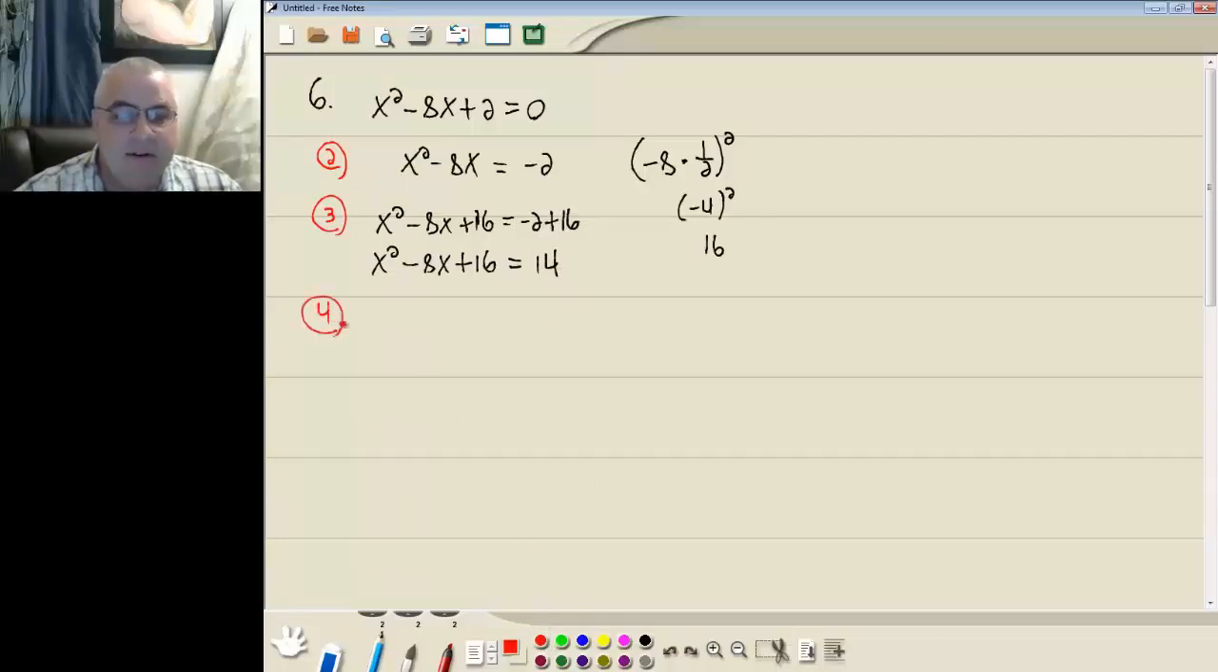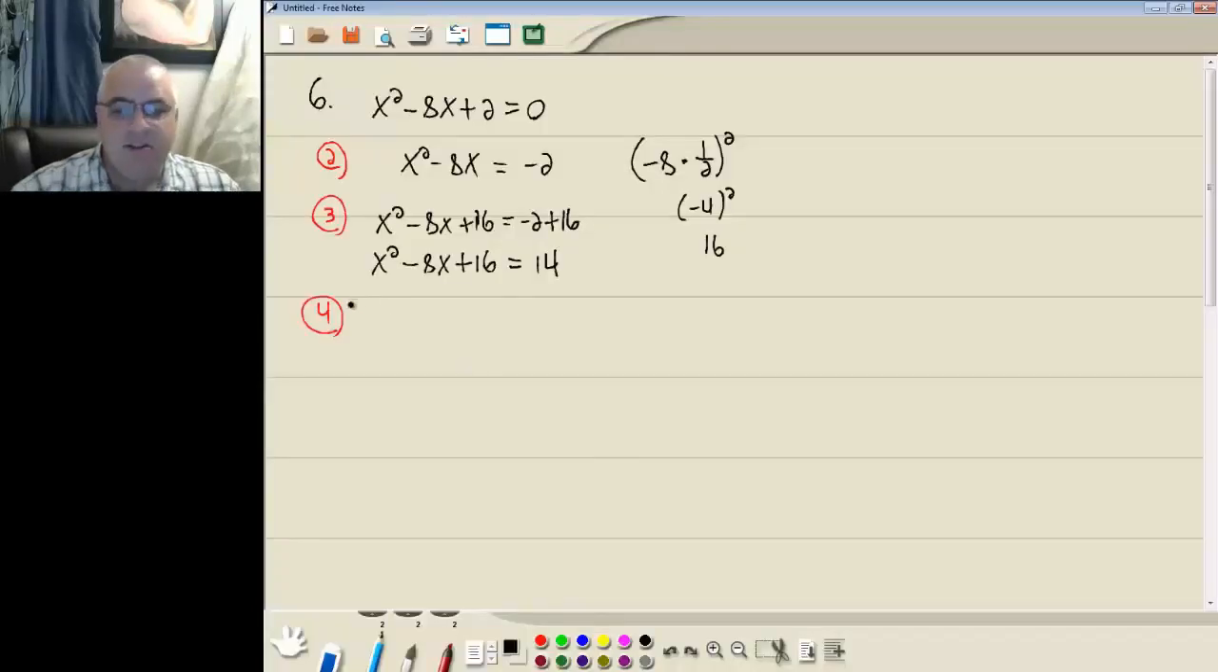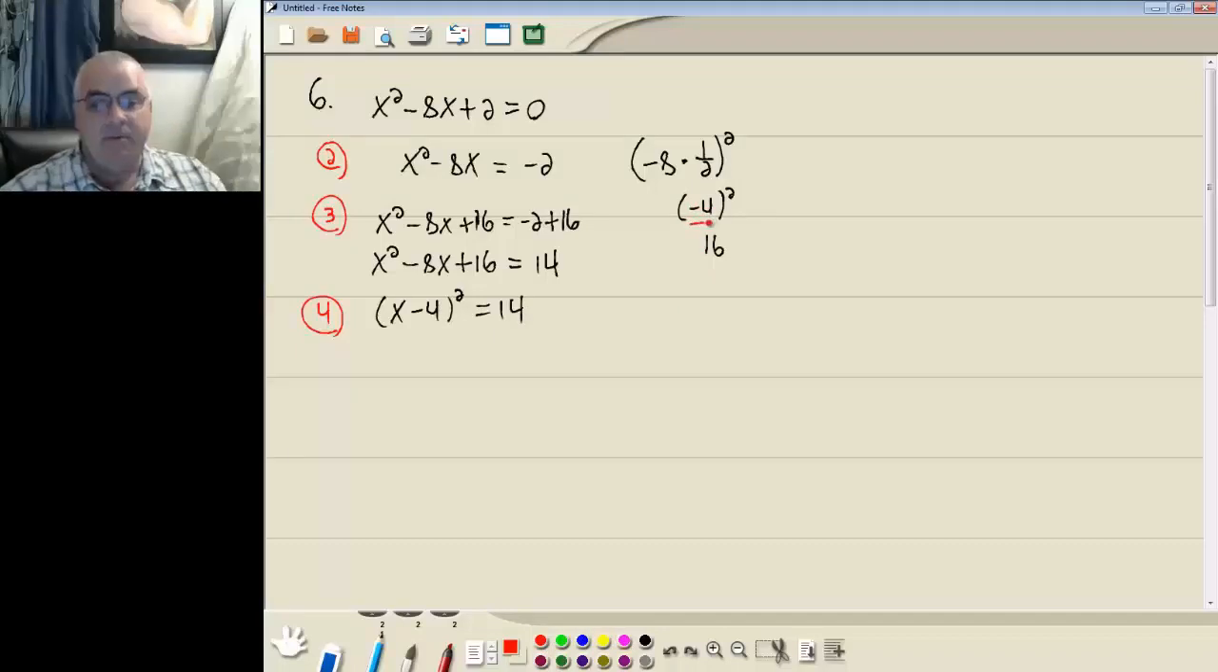Step 4. Factor the left side. This is going to factor as x minus 4 squared. Now there's a little bit of a trick to this. Whatever number's right here, right before you square it, sign included, this negative 4 is always what goes right here. So if this had been a negative 7, we would have put a negative 7 here. If you remember that, that makes that step so easy. There's really no factoring at all.